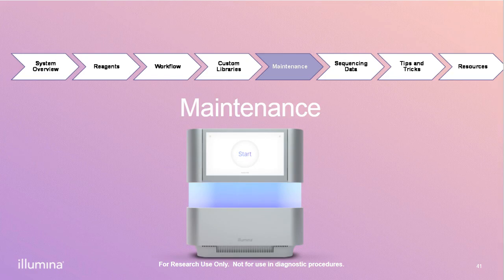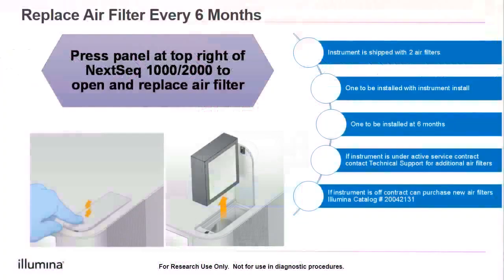Okay, let's talk a little bit about maintenance of the NextSeq 2000 now. We will need to replace the air filter on the instrument every 6 months. This is done by pressing the panel on the top right of the instrument to open the filter door. The filter can then be popped out to remove.